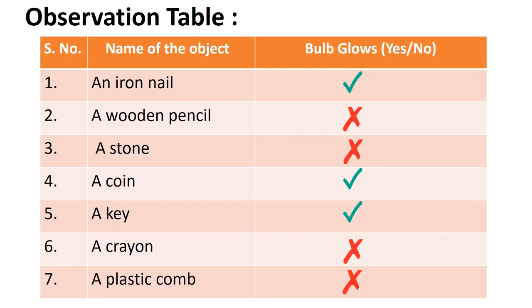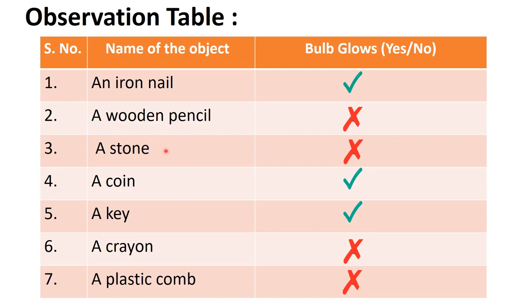Let us now record our observations in a table. Here we have made two columns. In the first one, we have mentioned the names of the objects, whereas in the second, we have noted whether the bulb glows, yes or no. Let's start with object number 1, an iron nail. We'll observe that the bulb glows. Number 2, a wooden pencil. The bulb will not glow.